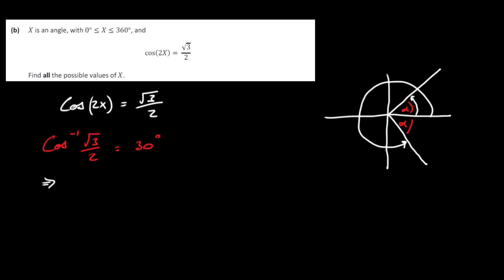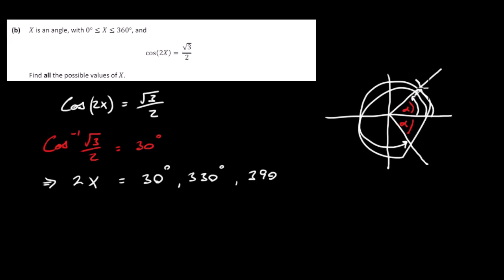So 2x, our actual angle 2x, is going to be equal to 30 degrees. It can be equal to 360 minus 30, which is 330 degrees. Can also be equal to 30 degrees plus 360, so that's 390 degrees. So you can also take 330 degrees and add another 360 degrees, so that'll bring you up to 690 degrees.